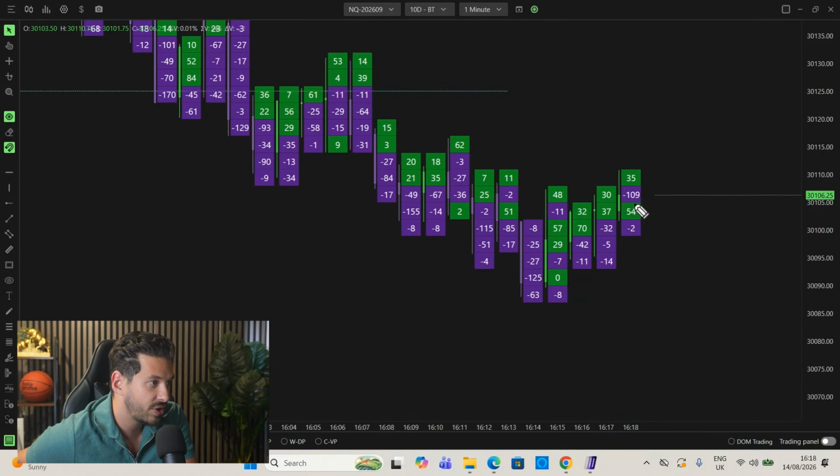I would go in short now. I want to see these sellers now. So I would be short here. My stop would be just above the wick. And I want to see now the market break down these lows. So I want to see a good push down.